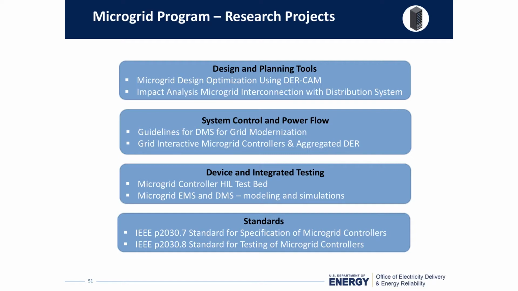The second workshop focused on the areas of focus for us. So we're looking at the planning and design as well as operation and control. So following those workshops, these are the areas that we're focusing on in our R&D activities. The first one is the design and planning tools. We have developed tools that can help microgrid design, the optimization of the 4 targets that I have been talking about, and look at the impact analysis of microgrid interconnection with the distribution system. We've looked at the control and the power flow for the microgrid and the distribution system, and there are some products that I'm going to talk a little bit more about later. We're also looking at device and testing, and also the standards of the microgrid.